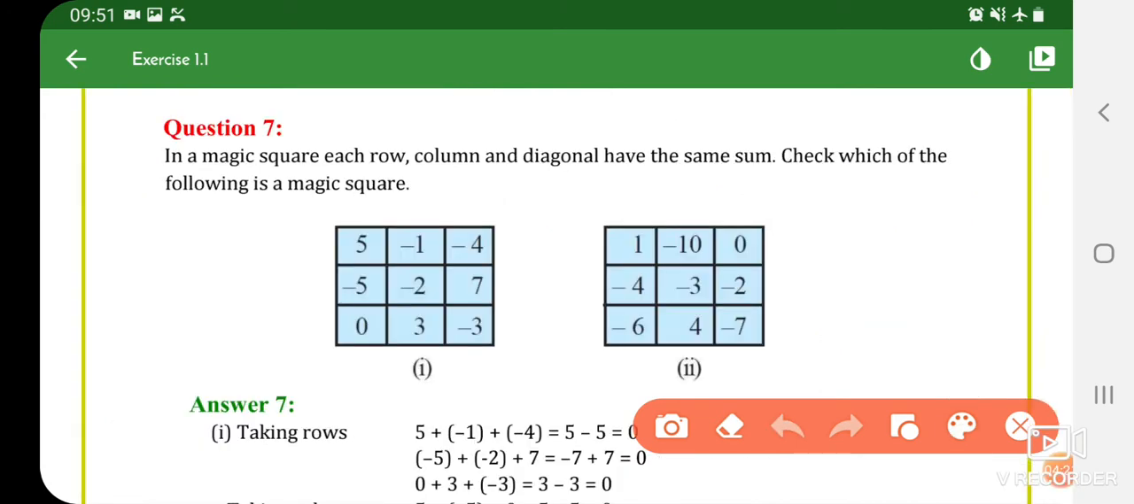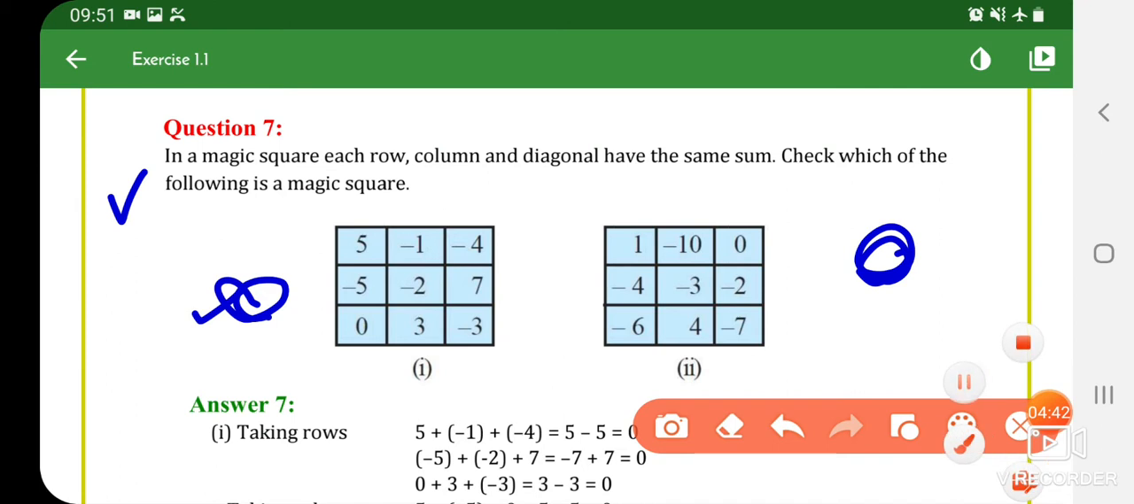Next is question number 7. In a magic square, each row, column and diagonal have the same sum. Check which of the following is a magic square. Here are given magic squares. We have to check which one is a magic square. When the sums of the row, column and diagonal are the same, that square is a magic square.